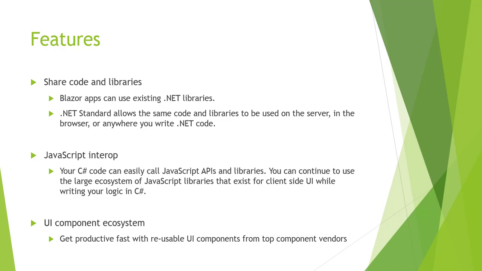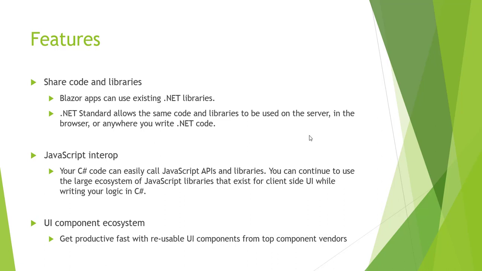JavaScript interop. Your C# code can easily call JavaScript APIs and libraries. You can continue to use the large ecosystem of JavaScript libraries that exists for the client-side UI while writing your logic in C#. People are talking about how we can call C# from JavaScript, and through Blazor it's really easier because it directly calls JavaScript code from C# code and C# code from JavaScript code. So that's good and easy.